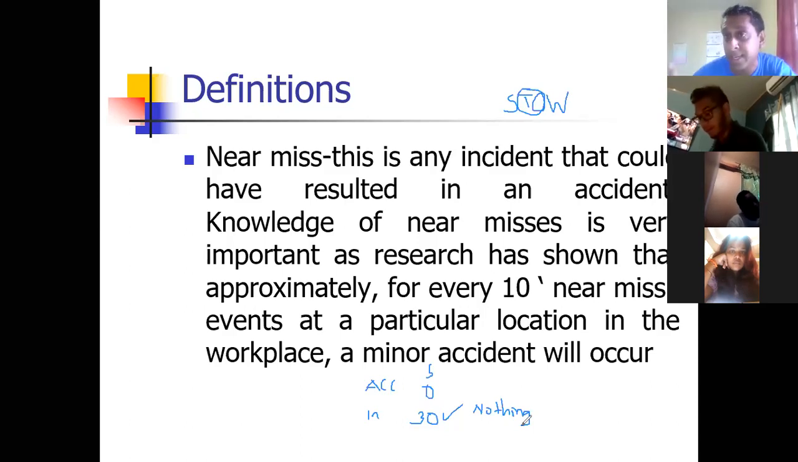But if they can deal with the things that didn't cause an accident, didn't cause any death or injury, or I guess we say in Trinidad, bust head anyway, then you have a chance of preventing it in the long run, right? So they say research has shown that for every 10 near-miss events at a particular location in the workplace, a minor accident would occur. So the point is, the more near misses you record, the greater chance you have to prevent a full-fledged accident before it really happens, right?